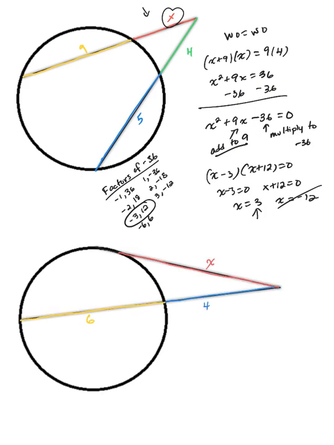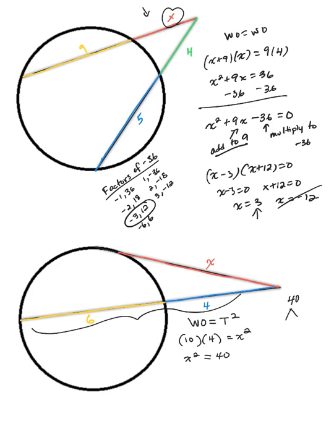Looking at this problem on the bottom of the page, what formula are you going to use? Whole times outer equals tangent squared, right? So what's this whole? Good. What's the outer part? Okay. And then you have x squared. So you get x squared equals 40. So be prepared to have to simplify square roots, however you want to do it.